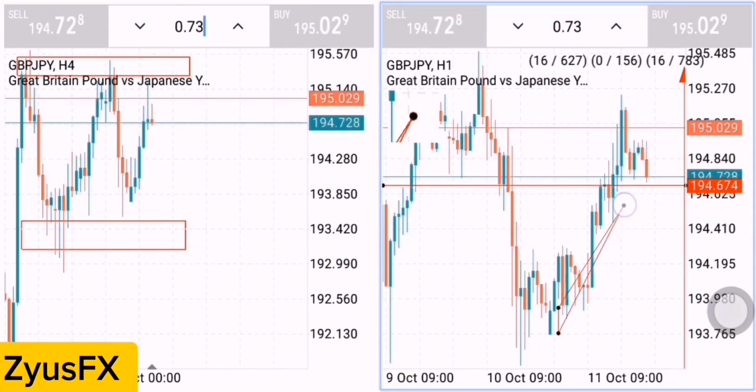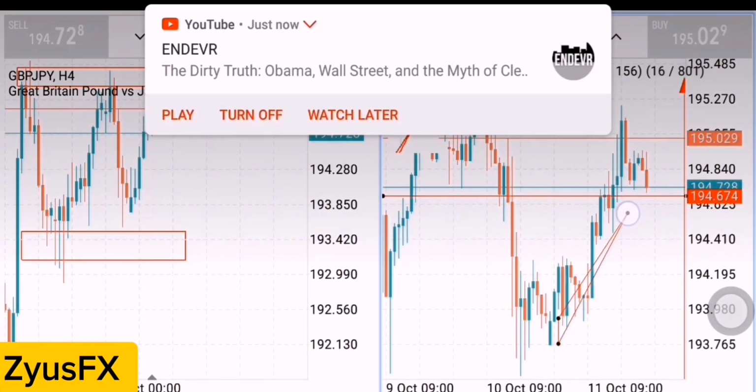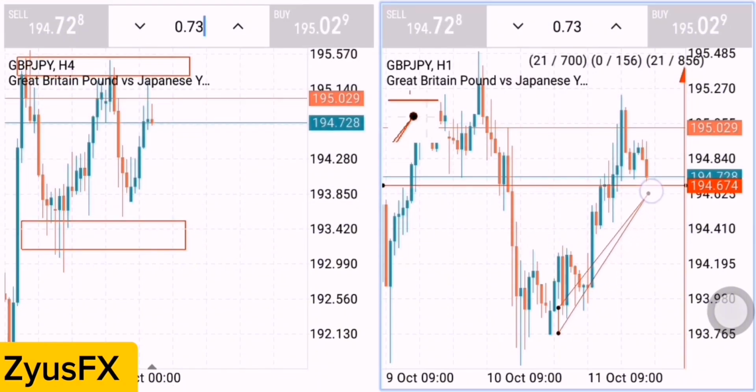And it reduces your emotional attachment to your trades. You don't need to be constantly on your charts to monitor your charts. You can just set it and walk away. So that's the sell stop example.